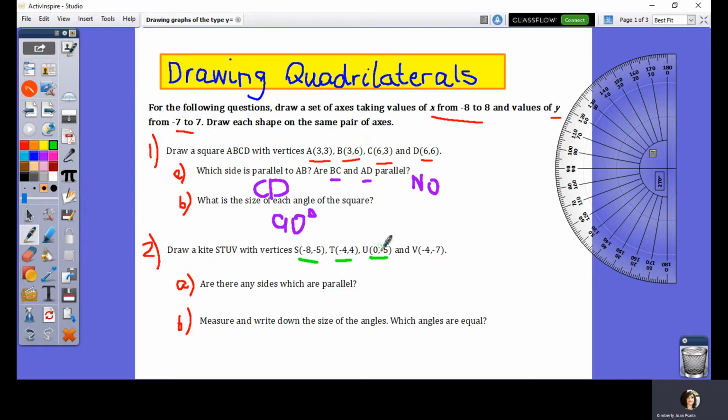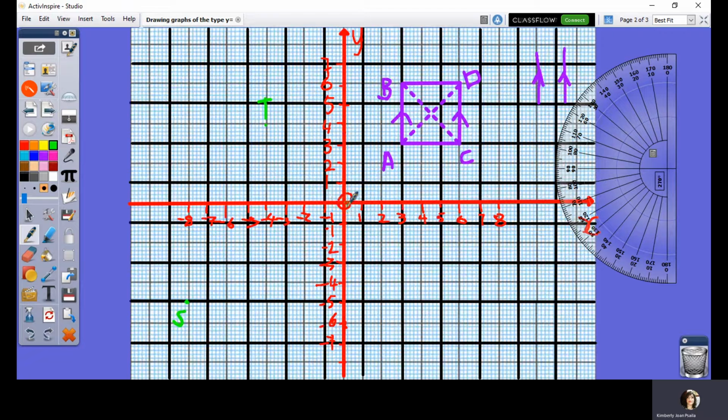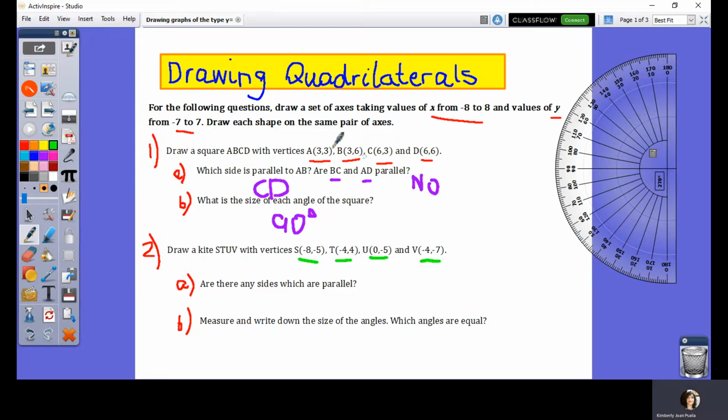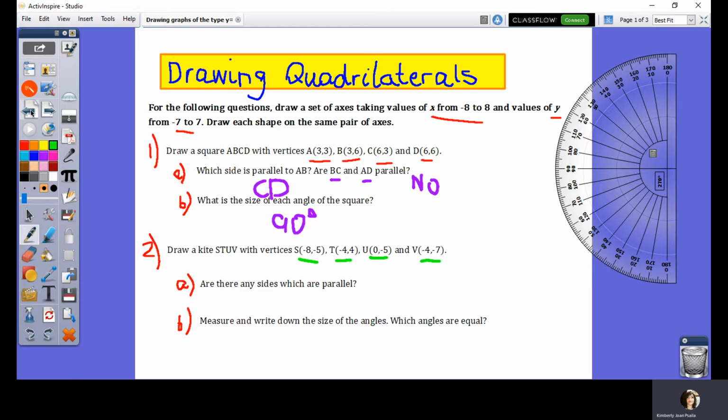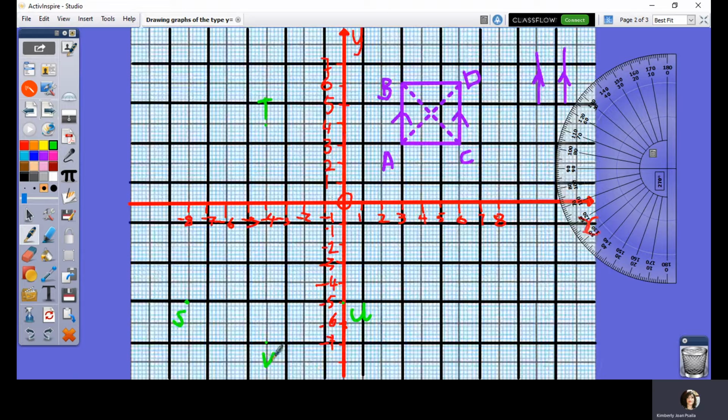Then you have U (0, -5). We go to the origin and you go down to -5, which is here. That is our U. And then we have V (-4, -7). So -4 on the x-axis, you go down to -7. Always keep straight when going down or up so you don't miss any values on the axis. So that was (-4, -7).